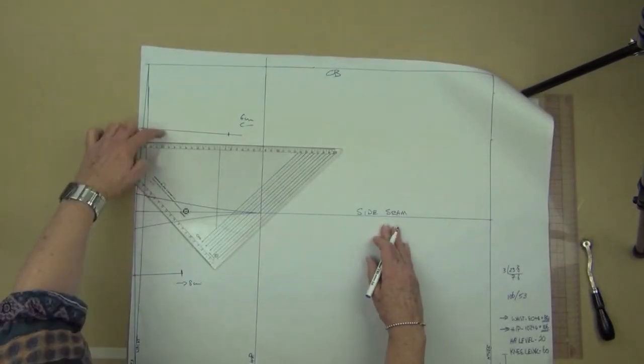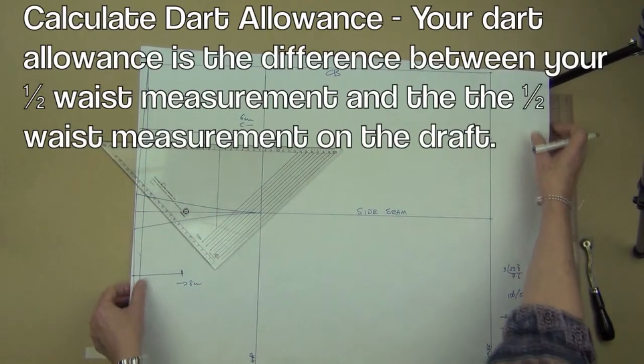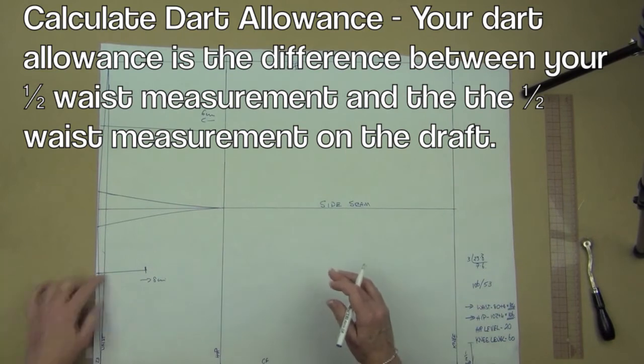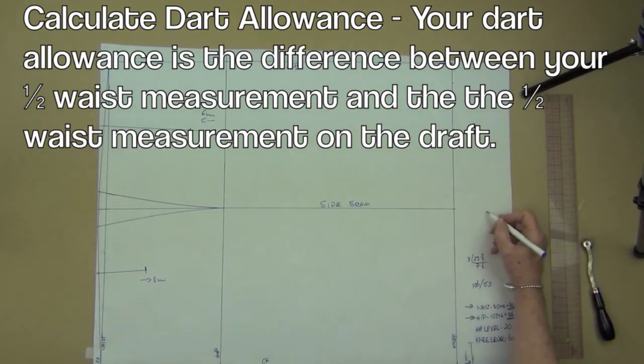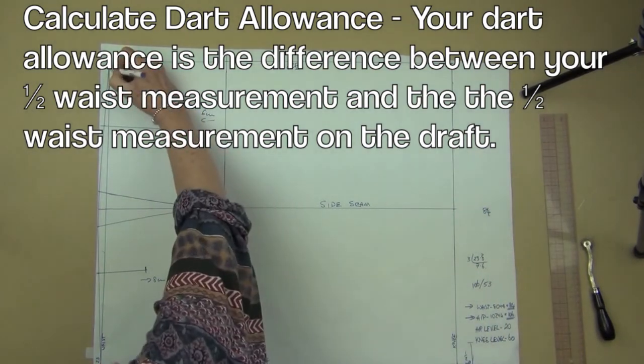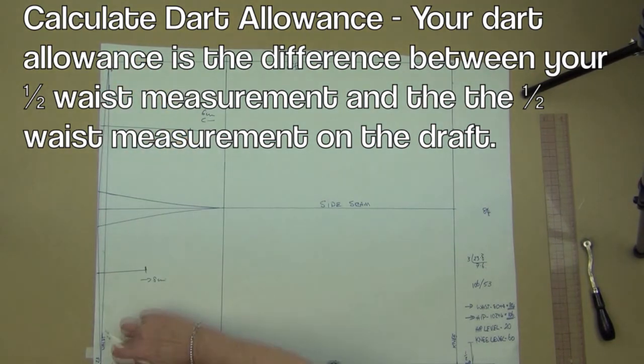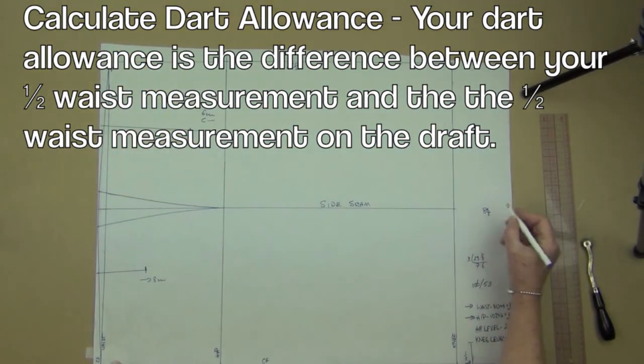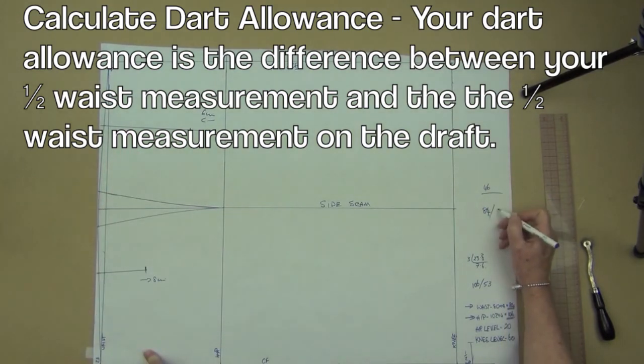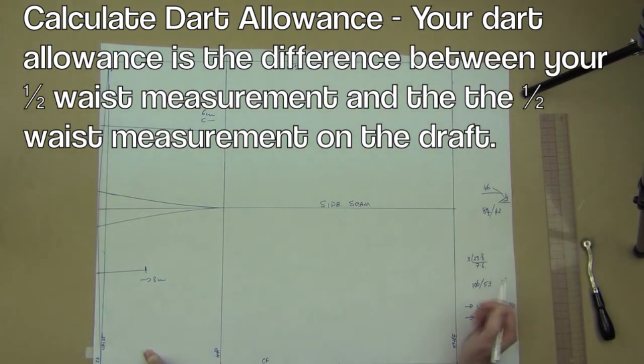To calculate how big these darts are, I will take my waist measurement of 84, and I know each of these, the front and the back waist, each measure 23, and so that is altogether 46 centimetres on half the skirt, which is the draft. Half of my waist is 42. The difference is 4. And so I have 4 centimetres to turn into darting, and it's a very easy amount to deal with.